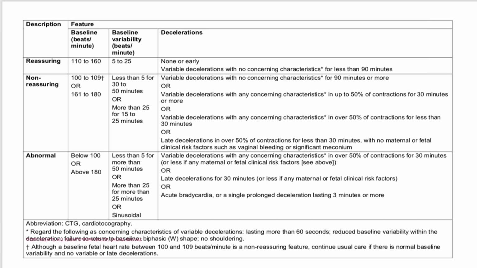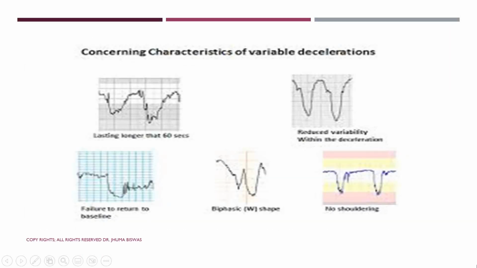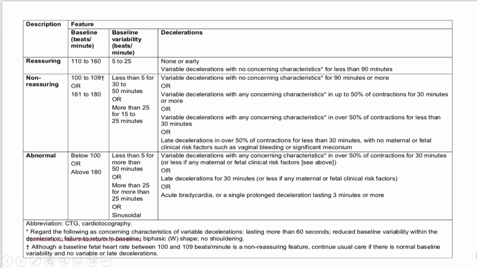So regarding the reassuring, in case of a baseline heart rate, the heart rate should be 110 to 160 beats per minute. That is the normal reassuring baseline heart rate. Non-reassuring, if you see that it's 100 to 109 or 161 to 180 beats per minute. Abnormal, if you see it's below 100 or more than 180 beats per minute. So always remember 110 to 160 is normal, non-reassuring is up to 100 or up to 180, abnormal is below 100 or above 180 beats per minute.